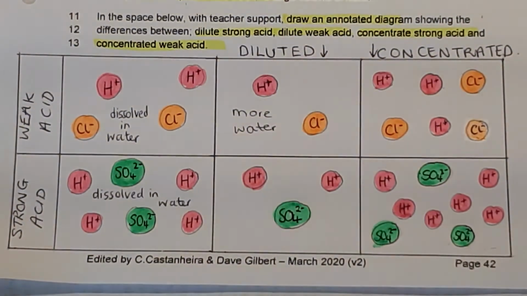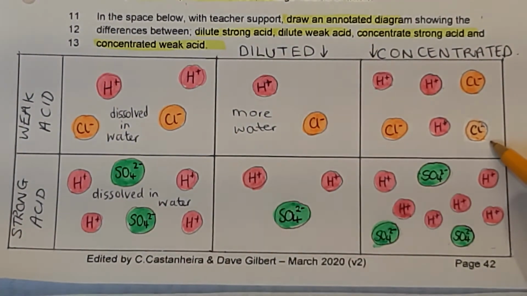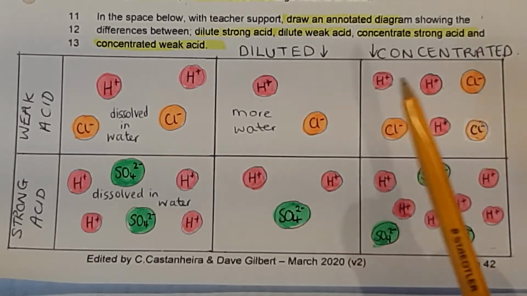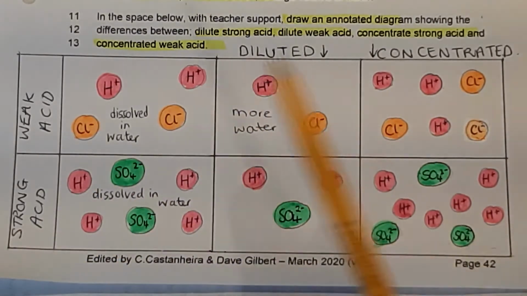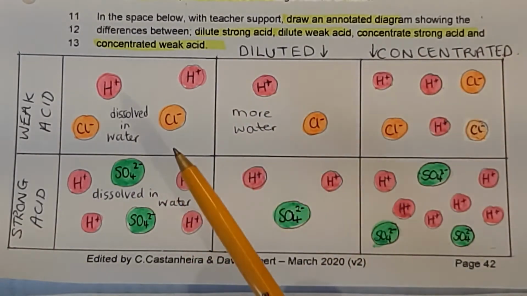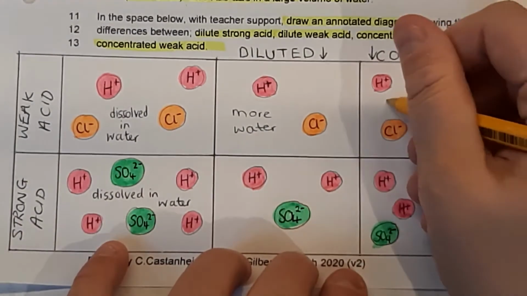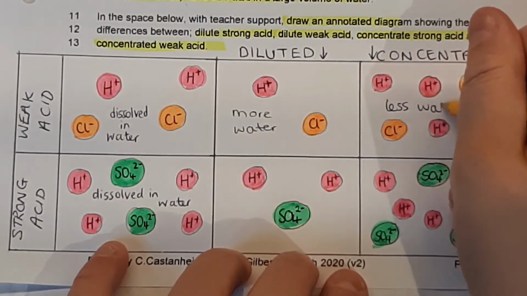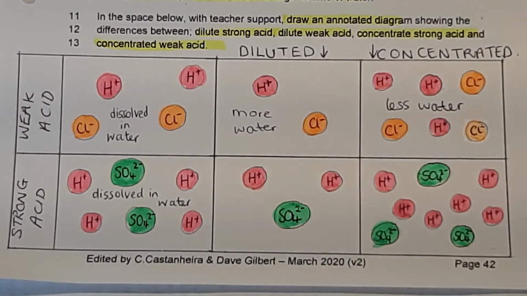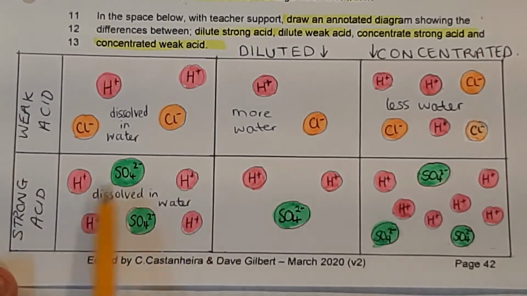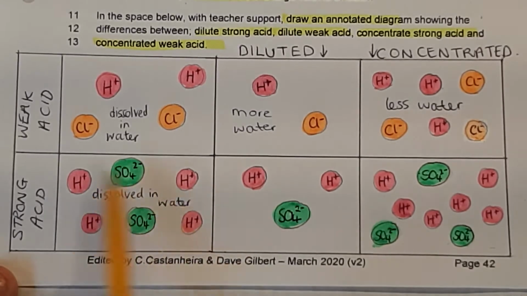So I had made a slight mistake there, which I've corrected by changing this one. So this time there are more hydrogen ions, so there were 2 of them, and now there's 3, and more chloride ions, so there were 2 of those, and now there's 3 of those. So this time there is less water, or less space for water. Now we're looking at the strong acid. Remembering a strong acid has twice as many, in this case, twice as many hydrogen ions as there are negative ions.